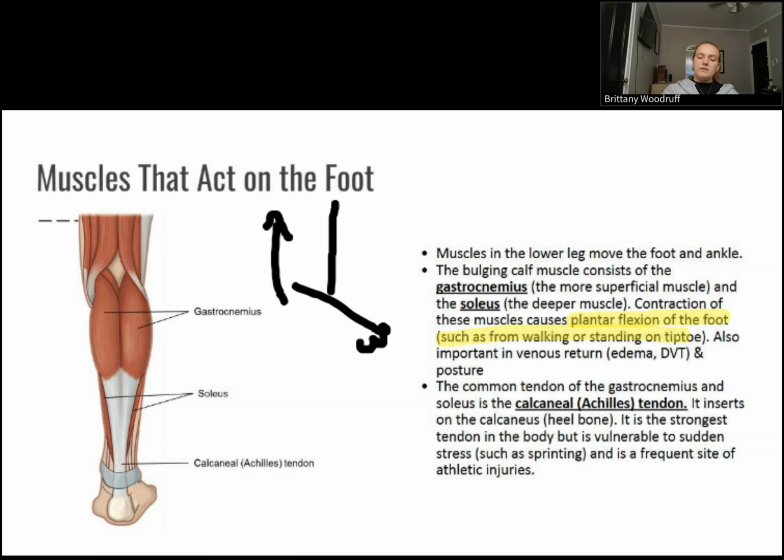Now, edema and DVT, ooh, what just happened? Hold on. Sorry, my computer's spazzing out because I went to go brush some fur.